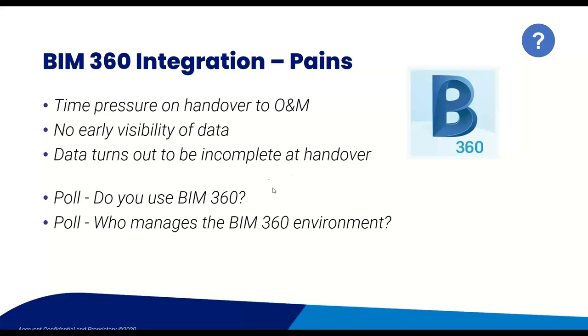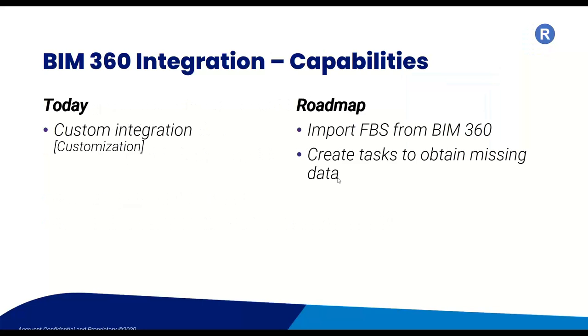So, Rudy, okay. Show us what we can do. Interesting. Yeah, interesting, actually. Okay, so today there are some custom integrations between Meridian and BIM 360. So BIM 360 has an extensive API that can be used for that. And on the roadmap, we have importing the facility breakdown structure from BIM 360, so the same as I showed for the IFC, but then directly from the model in the BIM 360 project.